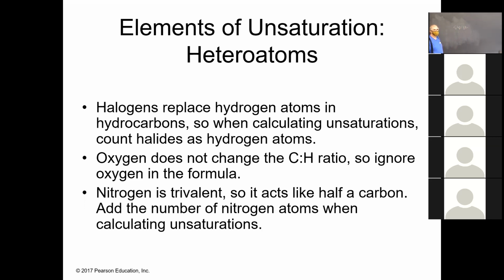Okay, so what you can do, we can think of halogens as being like hydrogens. So this would be like C6H8. Okay, I just converted each halogen to a hydrogen. Okay, you follow?